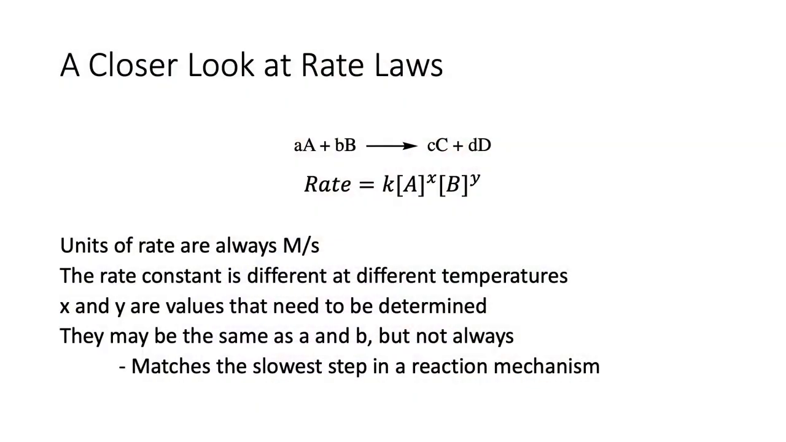The rate constant is different at different temperatures, so if you change the temperature of the reaction, then your rate constant will change, and you'll have to remeasure that. And x and y are values that need to be determined. They may be the same as little a and little b, but not always.